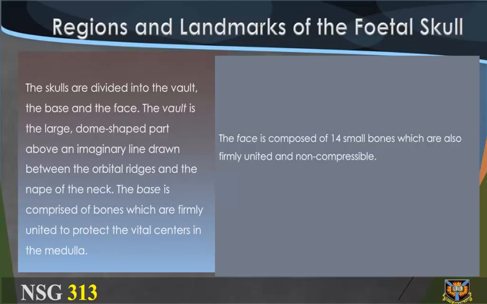Regions and landmarks of the fetal skull. The skull is divided into the vault, the base, and the face. The vault is the large dome-shaped part above an imaginary line drawn between the orbital ridges and the nape of the neck. The base is comprised of bones which are firmly united to protect the vital centers in the medulla. The face is composed of 14 small bones which are also firmly united and non-compressible.